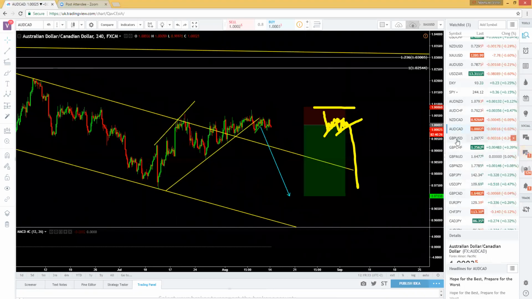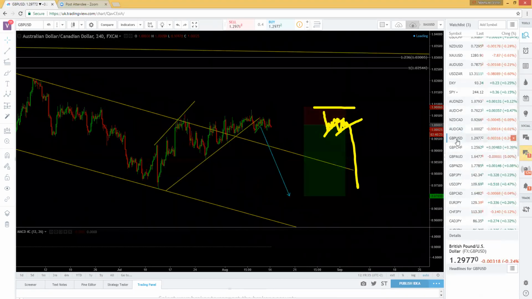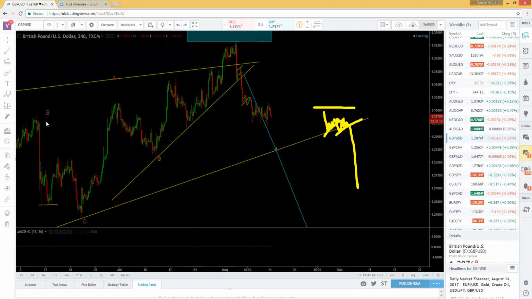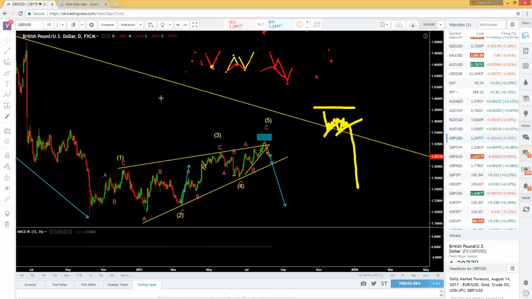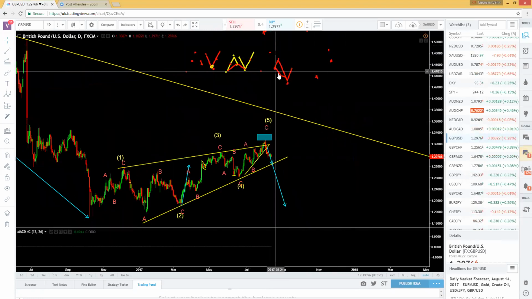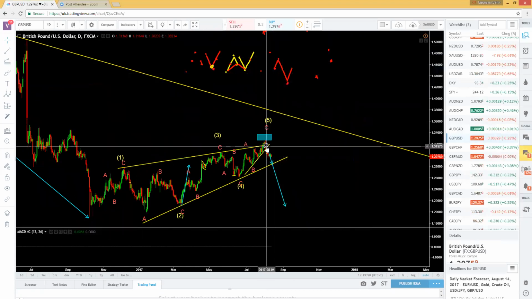Okay, next one is pound US dollar. Okay, going higher time frame. See that we also have a leading diagonal in wave A on this one. I'm not going to clear all this now.